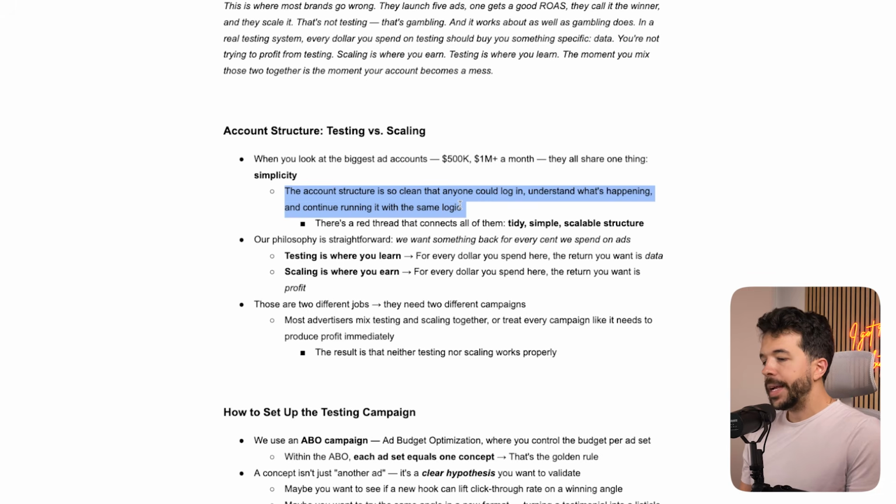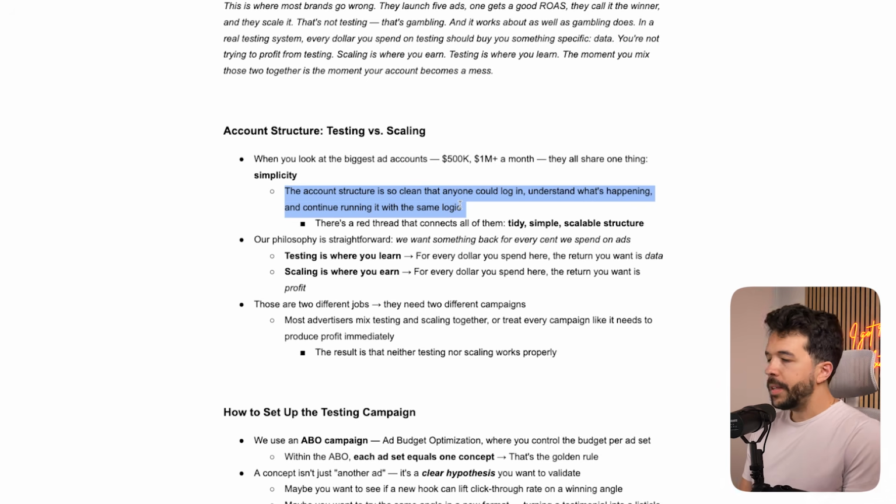The first time I joined a multiple 7 figures a month account, I had so many expectations about that specific account. I was expecting chaos. I was expecting a mess. And what I found when I joined the account was mind-boggling to me, because it was the opposite of what I'd seen up until that moment.